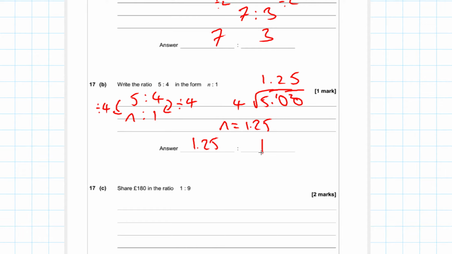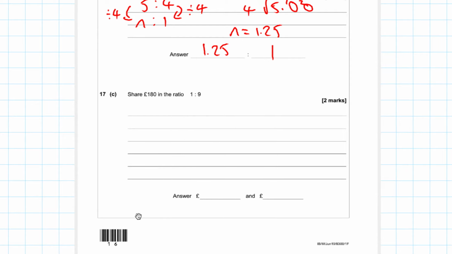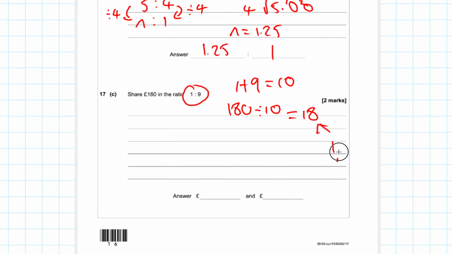And the next one we've got is share the ratio, share £180 in the ratio 1 to 9. So this one is quite tricky. The key thing for the ratio one is add up the ratio values, particularly if you're sharing a number between them. So 1 plus 9 is equal to 10. And then divide the answer you're looking to share by 10. So 180 divided by 10 is equal to 18. And this is equivalent to 1 part.